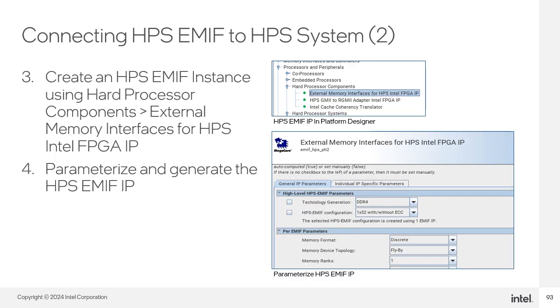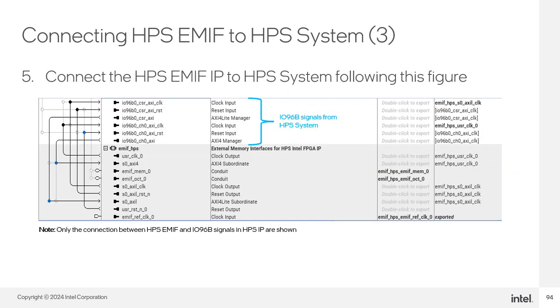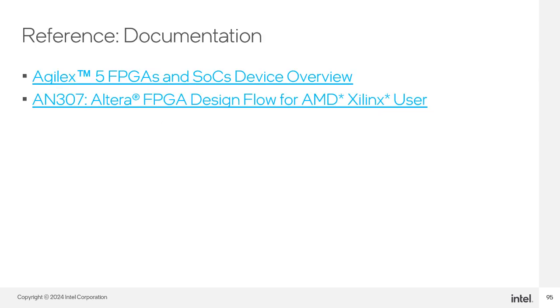The HPS EMIF IP is very similar to the Fabric EMIF IP. Parameterize and generate the HPS EMIF IP. Once both IPs are generated, connect them using the connections shown here. Note that this figure only shows the IO96B signals from the HPS system. Be sure to check out the reference documents that I have listed here: Agilex 5 FPGAs and SoCs device overview, and application note 307, Altera FPGA design flow for AMD's Xilinx users.